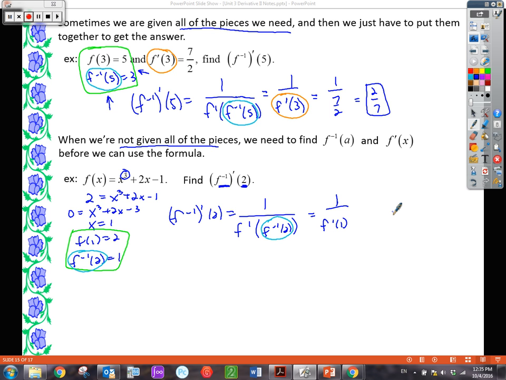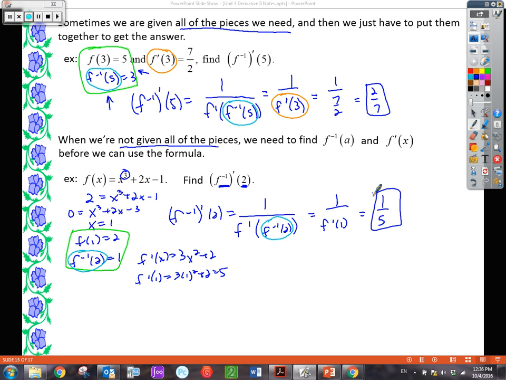Is that within my reach? Is it possible for me to do that? Sure. I don't have f prime, but it's a pretty easy matter to find it. I just go over here. So f prime of x is 3x squared plus 2. And I need f prime of 1. So f prime of 1 is 3 times 1 squared plus 2, or 5. Okay, so my answer is 1/5.